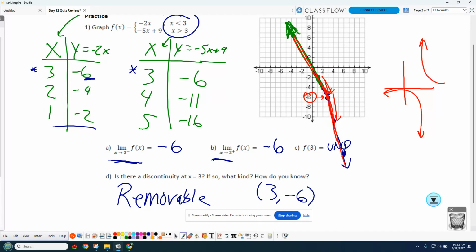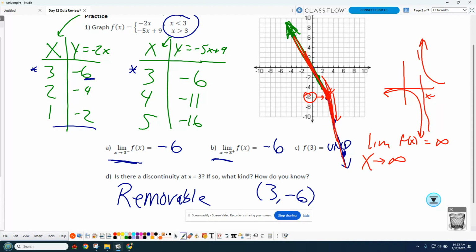When x is 3, the y value is negative 6. When x is 10, the y value is negative 41. So as x goes to infinity, yes, the y value goes to infinity. Is that discontinuous? No. There is an x value for all of these things. Right at 3, is this going to infinity? No. So is there an infinite discontinuity at 3? No.